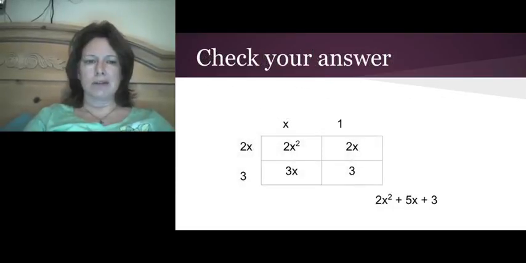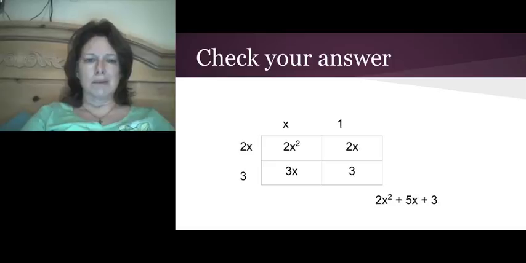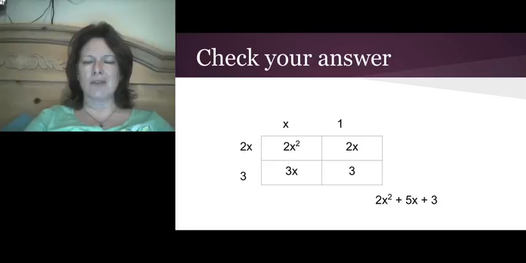Now let's check your answer. 2x and 3, x and 1. That's 2x squared. 1 times 2x is 2x. 3 times x is 3x. 3 times 1 is 3. Combine the 2x and the 3x, and you get a final product and area of the rectangle of 2x squared plus 5x plus 3.